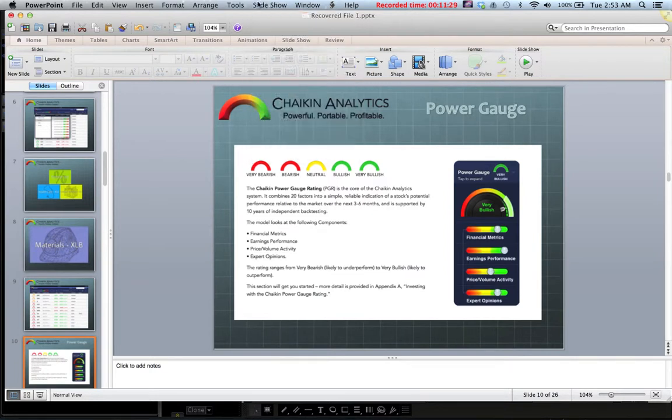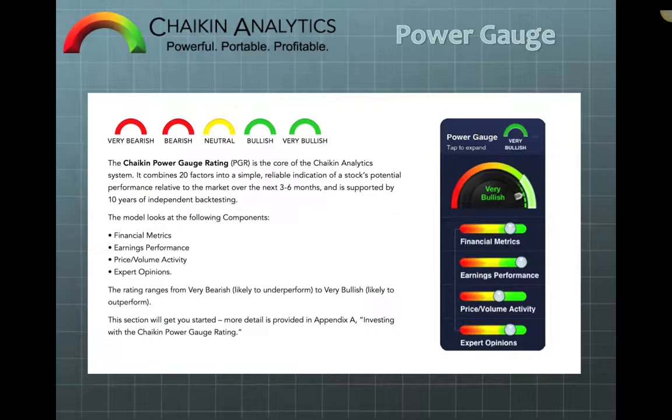And I guess I should be kind of helping you see things better by putting this in slideshow mode. But there are 20 factors that go into the power gauge rating, and they're broken into 4 categories with kind of 5 metrics each. You have the financial metrics, which a lot of Wall Street analysts will use to determine the company's health, things like return on invested capital and business value and debt to equity ratio and those types of things. The sum total of those will give you a financial metrics rating.